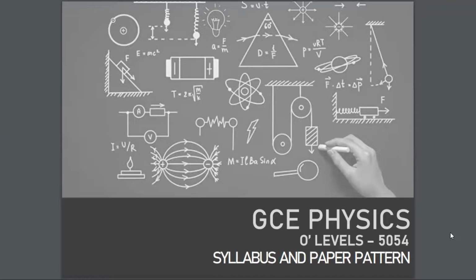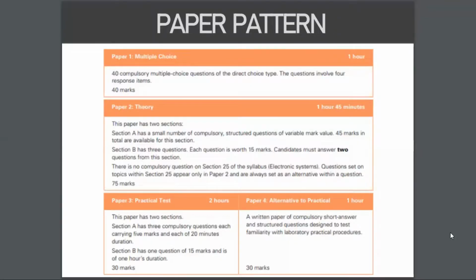Today I'll be discussing with you the GCE Physics O Levels syllabus and the paper pattern. The syllabus code for this subject is 5054. If we talk about the paper pattern, we have a total of 3 papers for this course: the multiple choice questions, the theory exam, and the practical test or the alternative to practical. So you'll either appear for paper 3 or paper 4, and paper 1 and paper 2 would be compulsory.